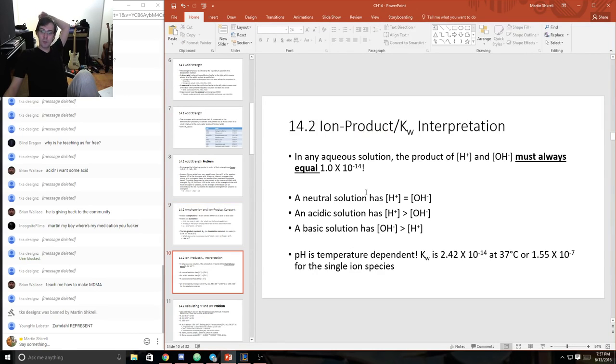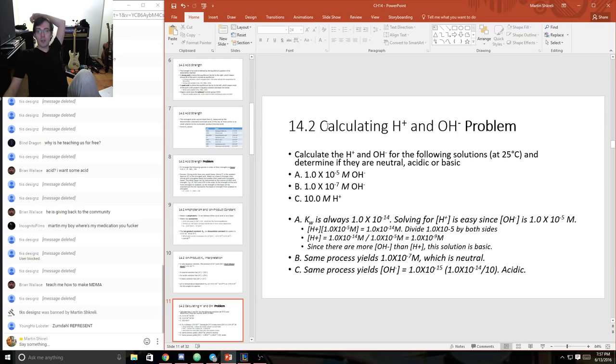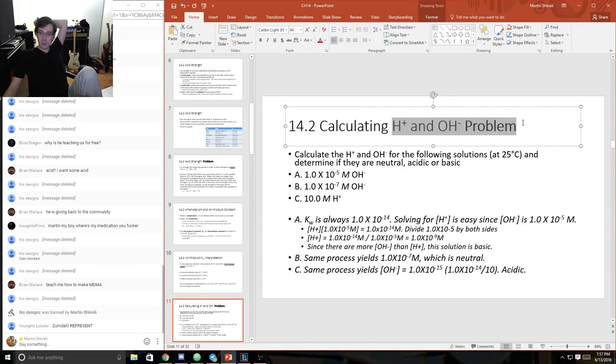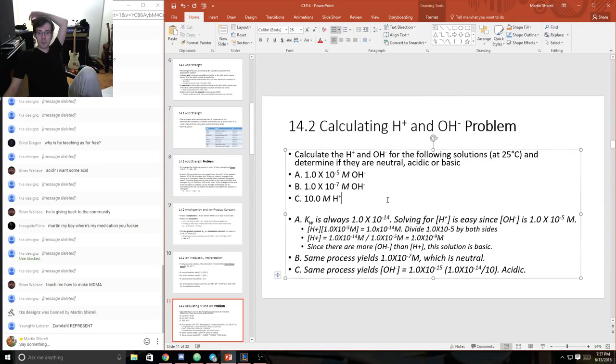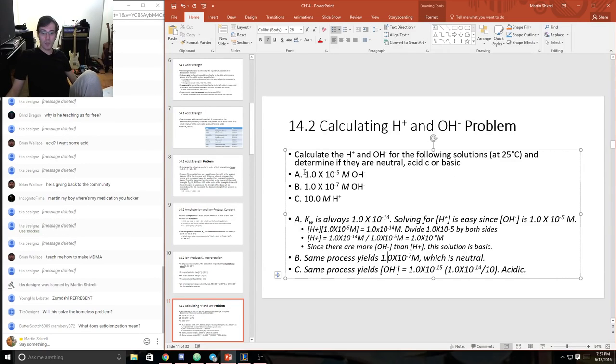solve some problems. So let's take a look at calculating the amount of ions for both protons and hydroxide ions. So let's do these problems. Calculate the values of H plus and OH minus, hydroxide and protons, for the following solutions at 25 degrees Celsius, and determine if they are neutral, acidic, or basic. Okay. Well, here in A, we have 1.0 times 10 to the negative 5th.